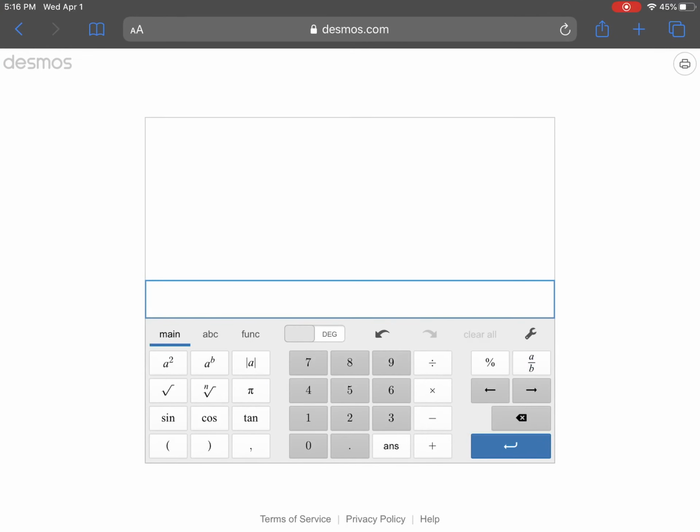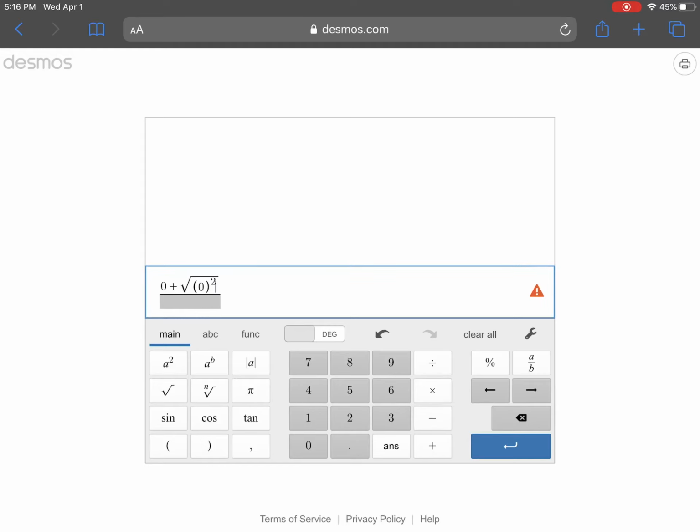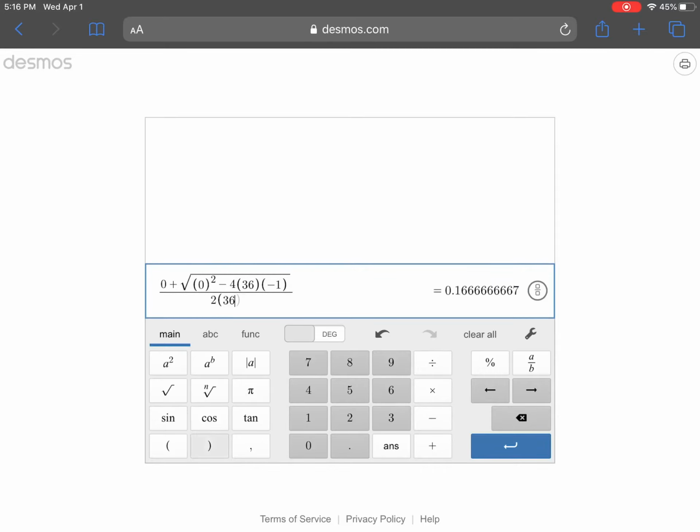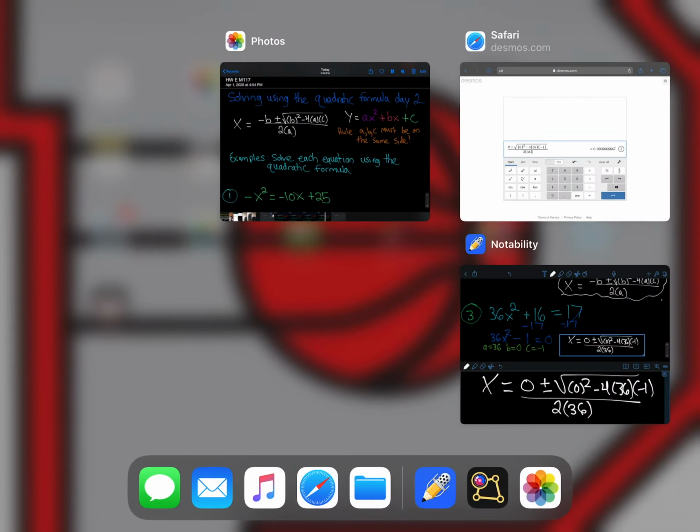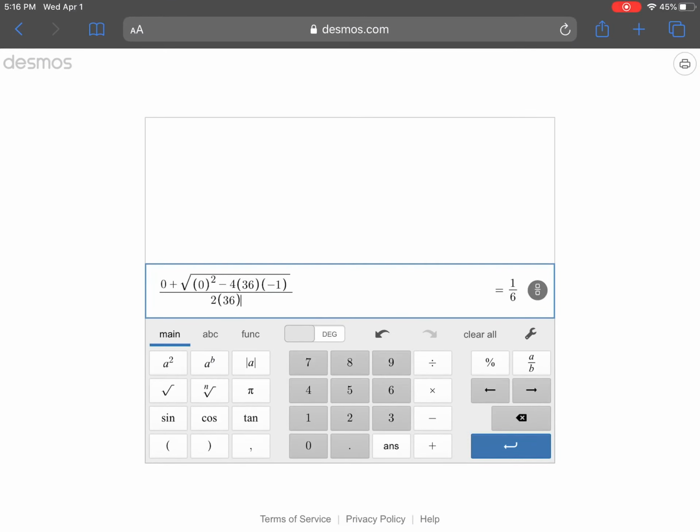Clear this out. 0 plus the square root of 0 squared minus 4 times 36 times negative 1, all over 2 times 36. And I get one of my, let me just make sure I'm good there. All right, looks good. So one of my answers is 1 over 6.